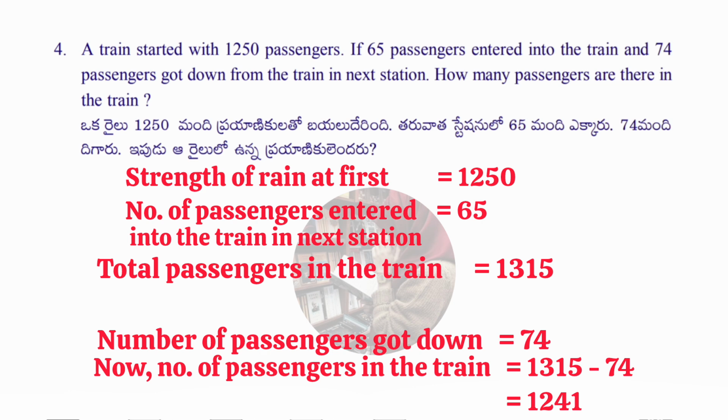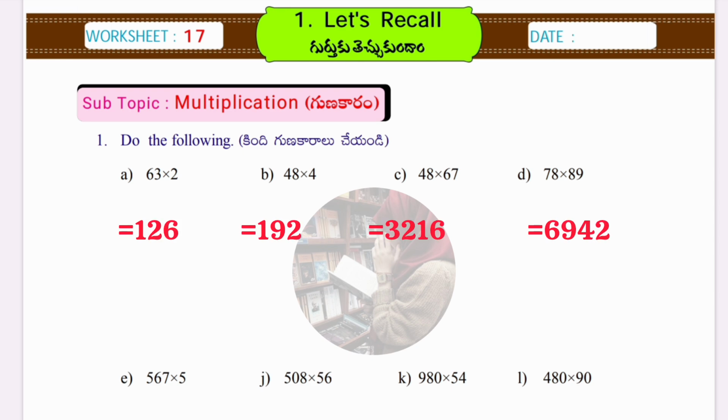Okay guys, now we'll move to the next worksheet, that is worksheet number 17. Here we have to do multiplication. So we all know how to do the multiplication. The first one is 63 multiplied by 2, means 2 times 3 is 6, then 6 times 2 is 12, like that. Then 48 multiplied by 4, 4 times 8 is 32.